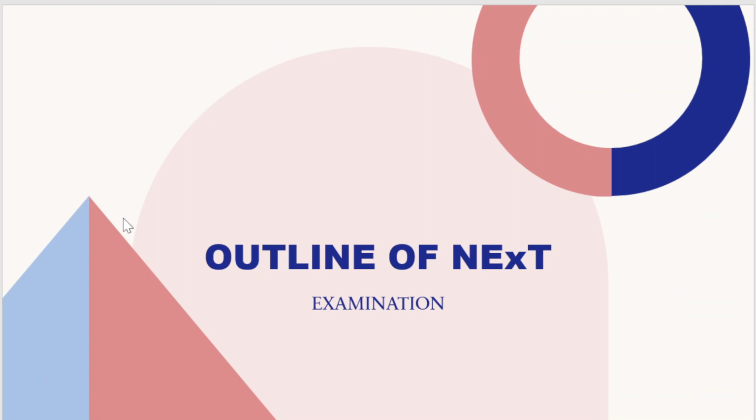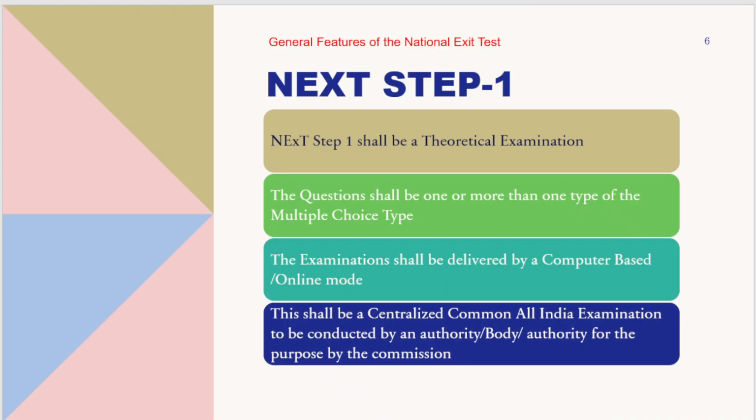Now, what is the outline of the NExT examination? It would be conducted in two steps. One is NExT step 1 and the second is NExT step 2. NExT step 1 would be a theoretical examination. These theoretical examinations would contain one or more types of multiple choice questions. It would be a computer based examination, conducted in online mode.